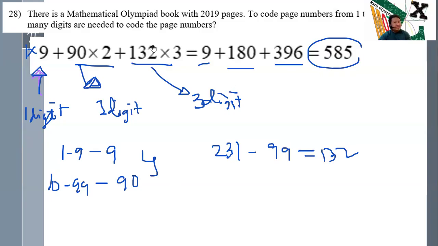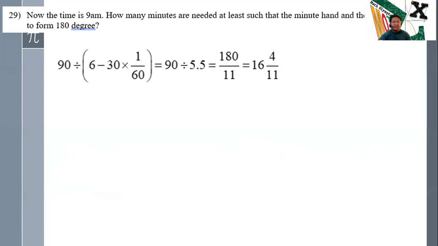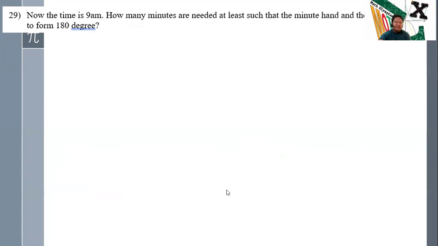If there's no question for that, let's move forward to question number 29. Okay, almost done, everyone. Now the time is 9 a.m. How many minutes are needed at least such that the minute hand and the hour hand will form 180 degrees? Let's solve it with the way that I know how to solve it. There's a formula for the degree.